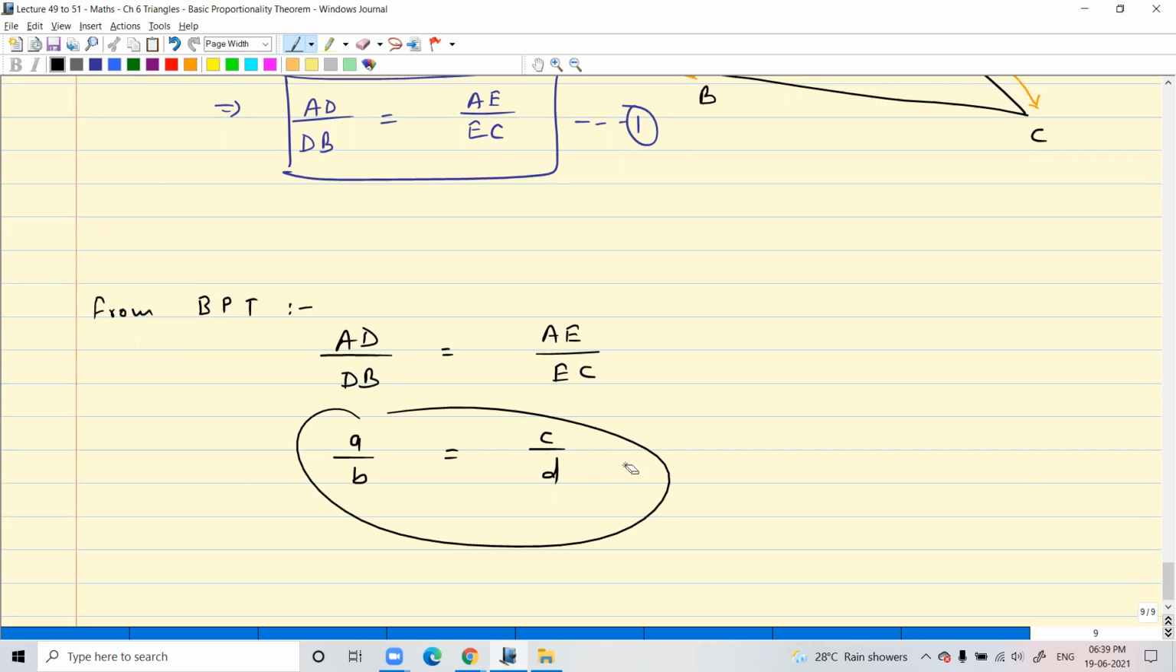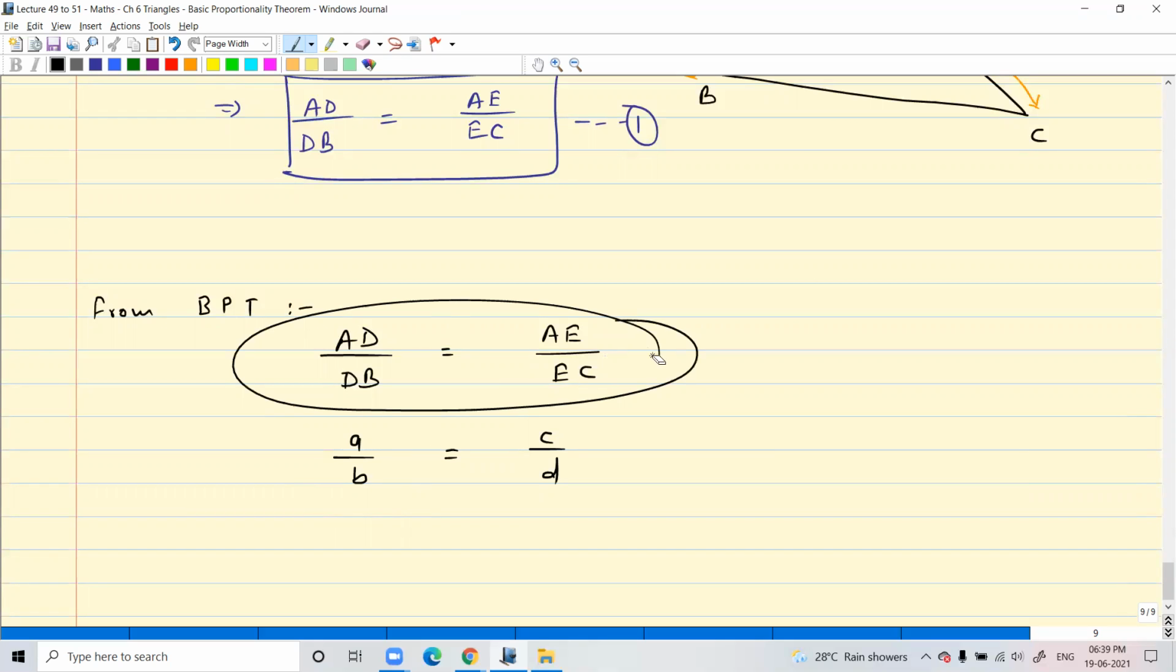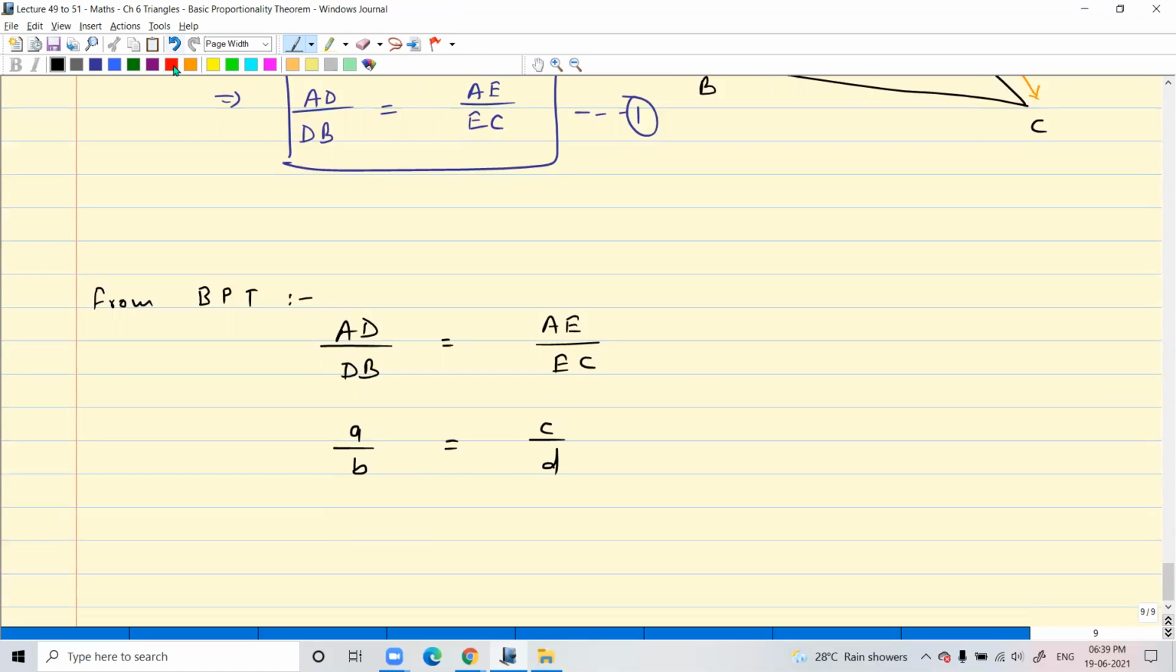Remember, instead of writing AD, DB again and again, I'm taking this form, but the same proof or derivation can be done using these names also. If they ask in the board exam, can we use these names, or should we use AD, DB? Your wish, you can use either. You can use this also, what I am doing right now. Just mention before doing this: let AD is equal to a, DB is equal to b, AE is equal to c, and EC is equal to d. Mention that, that's all.